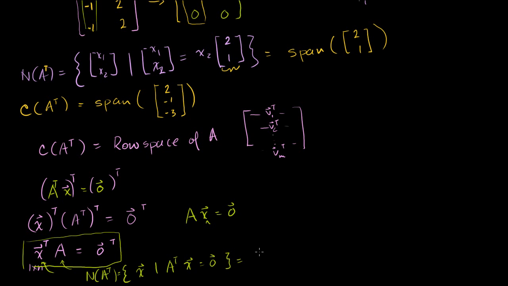Or we could also write this as the set of all of the x's such that x transpose times A is equal to the transpose of the 0 vector. And we have another name for this. This is called the left null space of A. Why is it called the left null space? Because now we have x on our left. In a regular null space, you have x on the right.